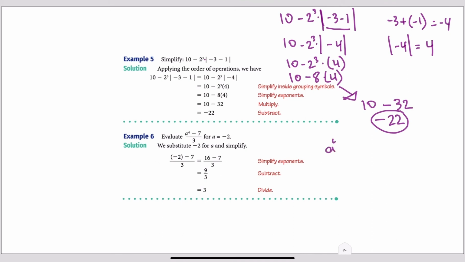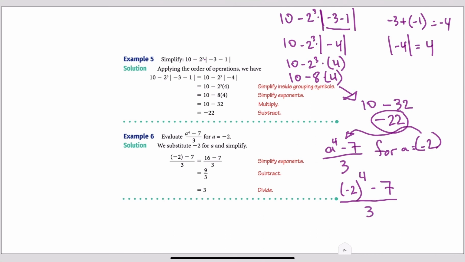Let's evaluate a to the 4th minus 7 over 3, where a equals negative 2. So what we're going to do is take negative 2, and we're going to substitute it into this expression, and we're going to see what we get. So instead of a, I'm going to write negative 2, and notice I need the parentheses to show what value is substituting for the variable, to the 4th power minus 7 all over 3. Now, negative 2 to the 4th power, the negative is included because I was substituting in for the variable, and the variable is negative 2. So the whole thing has to be included.